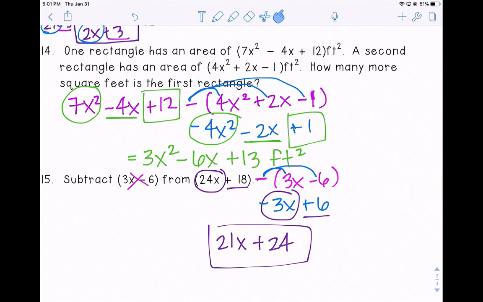So hopefully that is just a quick review of adding and subtracting for you. It should not sound unfamiliar. It should definitely be familiar to you. So come in if you have any questions.